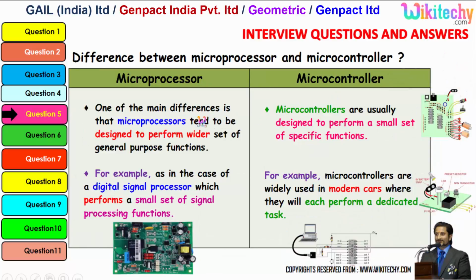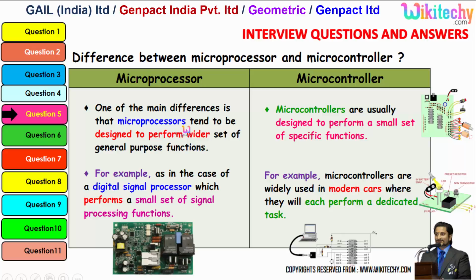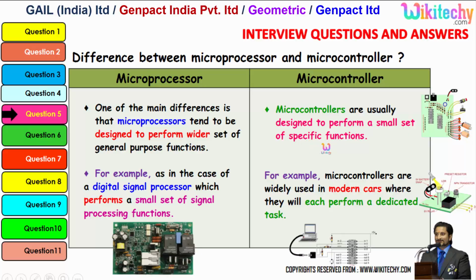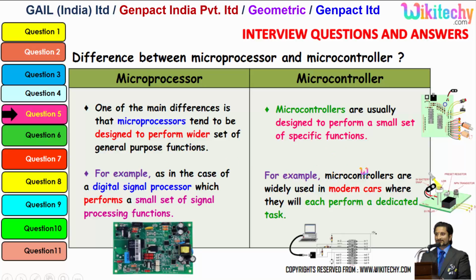One of the main differences is that microprocessors tend to be designed to perform a wider set of general purpose functions. For example, a digital signal processor performs a small set of signal processing functions. Whereas microcontrollers are used to perform a small set of specific instructions or functions. Over here it's general purpose, it's specific. For example, microcontrollers are widely used in modern cars where they each perform a dedicated task.